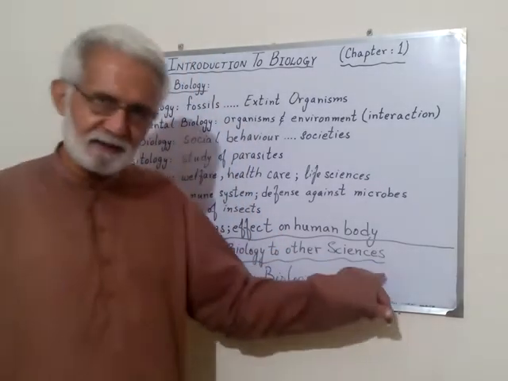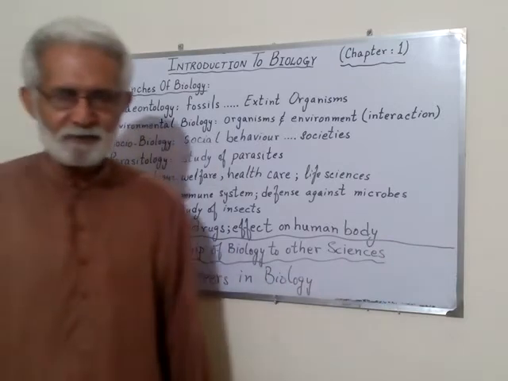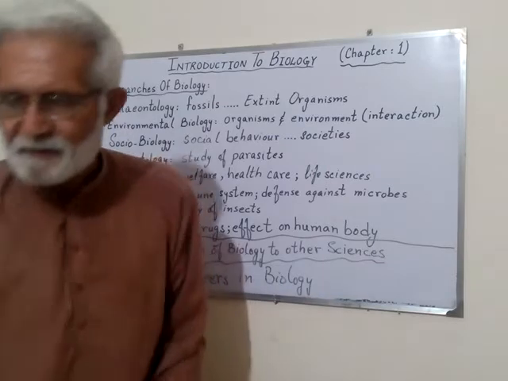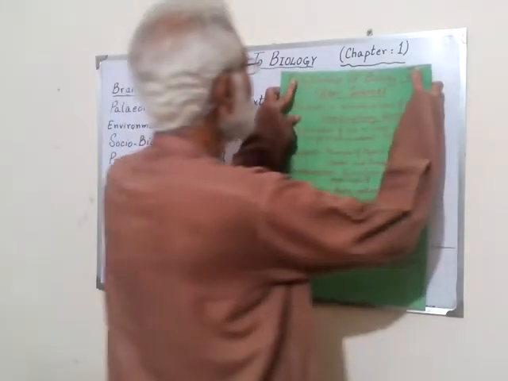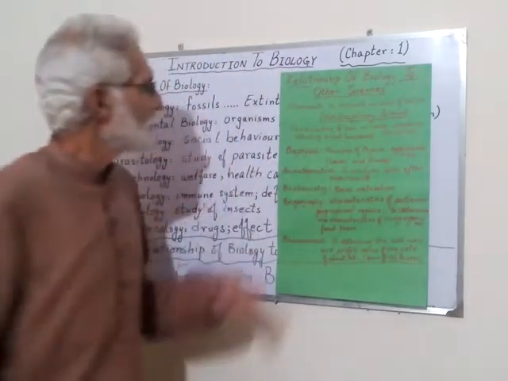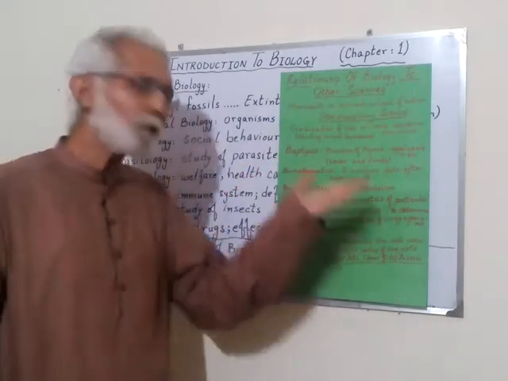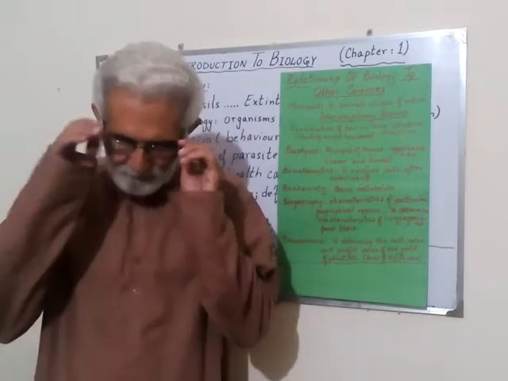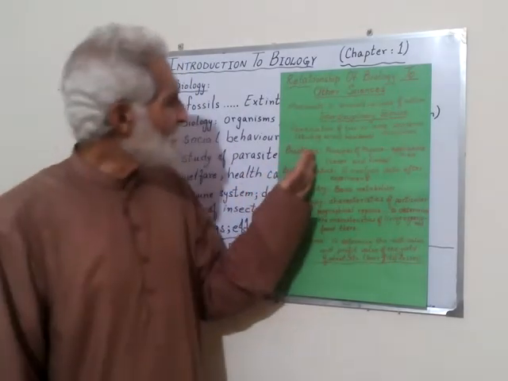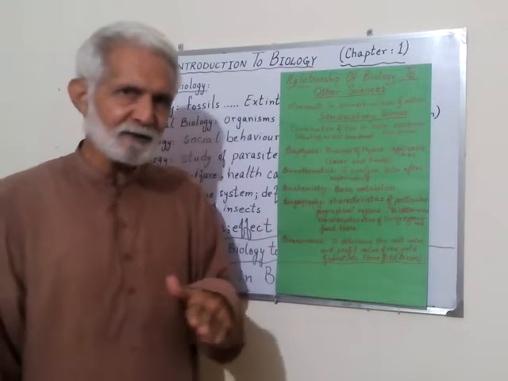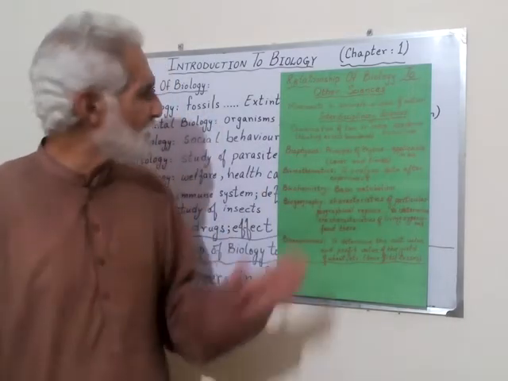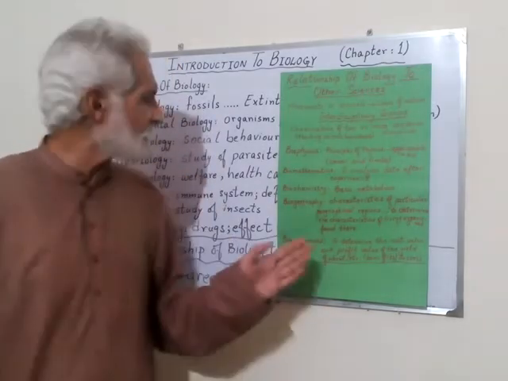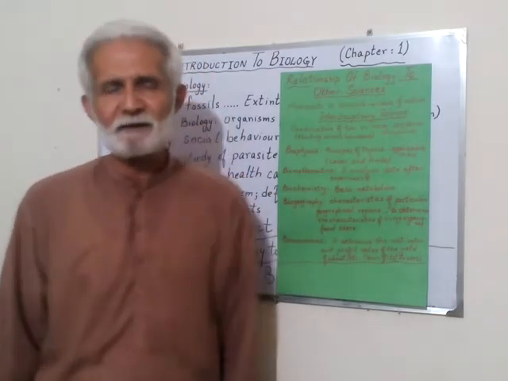relationship of biology to other sciences and careers in biology. Relationship of biology to other sciences is very important. We have heard biophysics, then biomathematics, then biochemistry, biogeography and bioeconomics. It means physics is a different subject, mathematics is totally different, chemistry is another subject, geography is a subject, and economics itself is a subject.